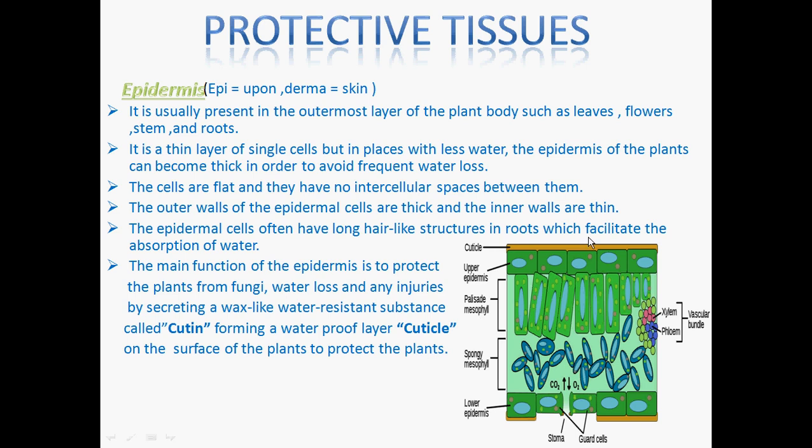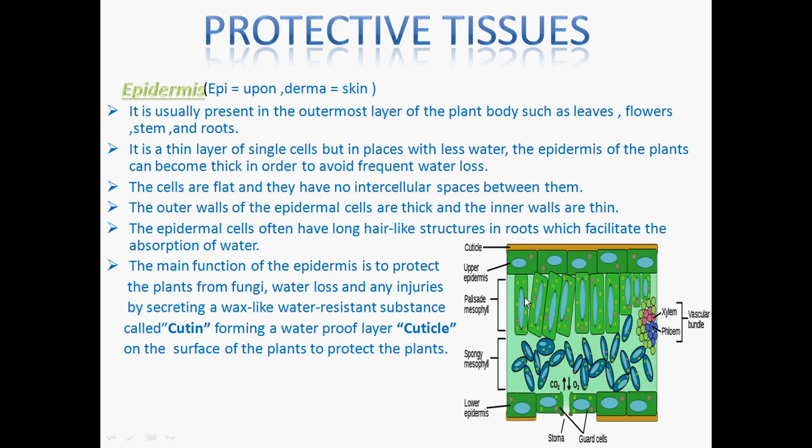Okay, so these were the certain layers. You can see in the outer layer, the upper epidermis, there is a wax-like water-resistant substance known as cutin, and this waterproof layer is known as the cuticle, which makes the upper epidermis a bit thicker, so that any kind of water loss should not be possible from the surface of the leaves.